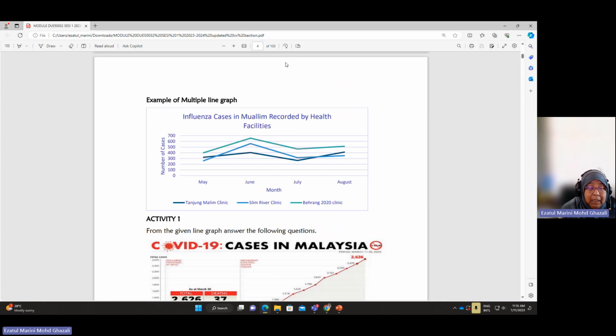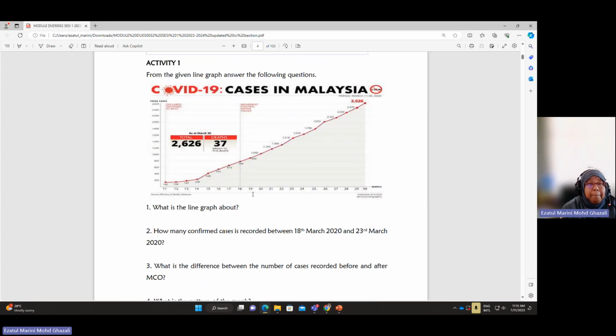In this particular line graph, I am explaining to you the whole thing, every month's progression. However, if you are doing the interpretation later, you need not explain everything. If you look at this line graph, what is the line graph about? Look at the title, COVID-19 cases in Malaysia.